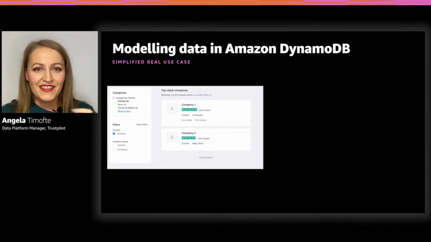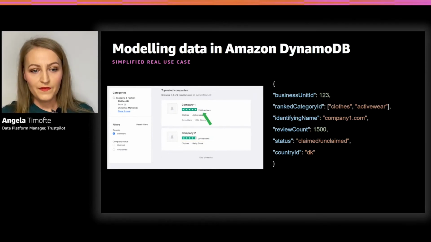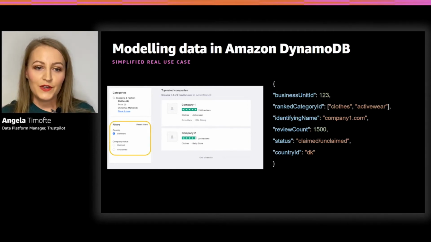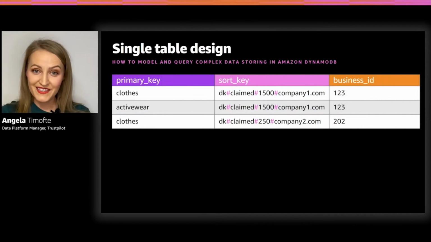First of all, let's look at the data that we want to store. For an object, we'll have a business unit ID, and a list of ranked categories because a business can be in one or multiple categories. Then we'll have an identifying name, a review number, the status and the country. So now let's see how we are going to model all of this in DynamoDB. Well, as simple as this.